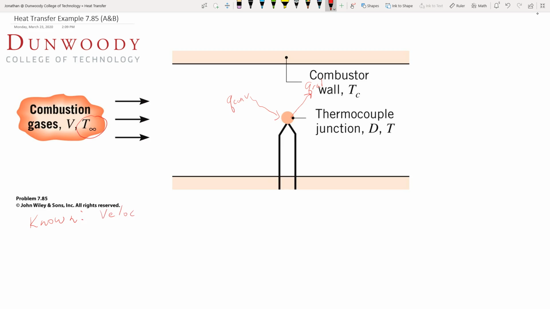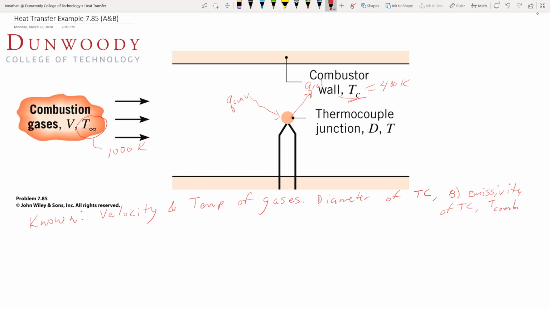We know the velocity and temp of the exhaust gases. We also know the diameter of the thermocouple, and then for part B, we know the emissivity of the thermocouple and T combustor for the wall, this wall temperature. When we get to that point, that's 400 Kelvin. This, we're told, is 1000 Kelvin.